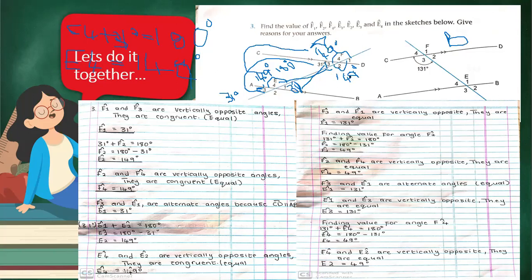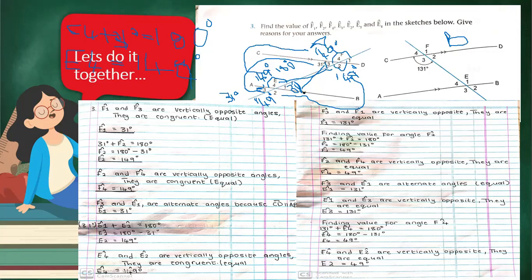But we can see that this angle is internally our interior angle, and it makes a pair with this angle for corresponding angles, and our corresponding angles are equal. So that means this angle right here will be 149 degrees. Why is it 149 degrees? Because it's pairing with angle F2, which makes them our corresponding angles.